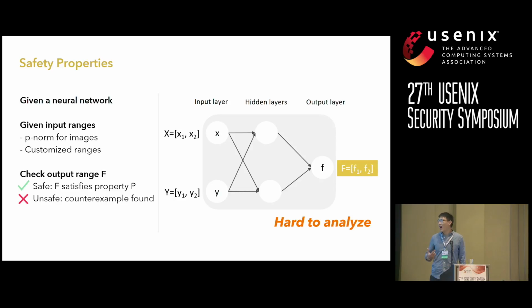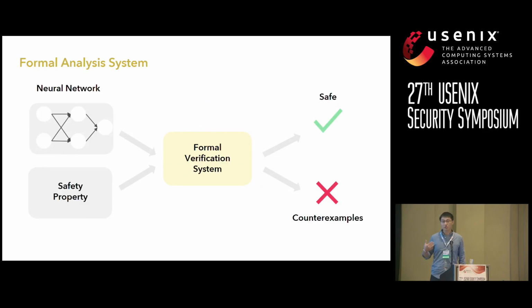However, it's very hard to provide the analysis on the output. We'll explain later. And to handle such a problem, formal verification systems have been proposed. They will take in the neural network and the safety property and verify whether the property is always satisfied, which is safe, or locate a counterexample, which is unsafe.